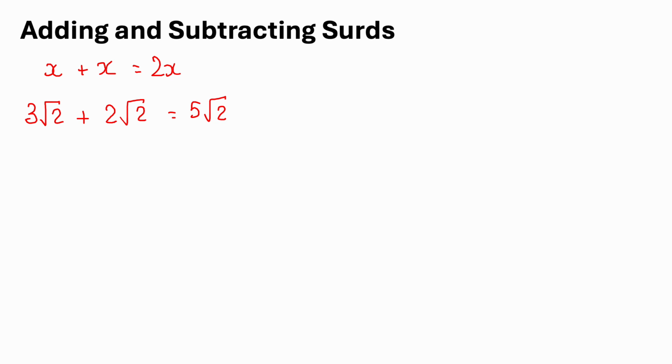However, we cannot collect terms, let's say, 4 root 3 plus 7 root 5. And the reason why we can't do it is because they're not like terms. The roots are not the same. So this is in its simplest form. 4 root 3 plus 7 root 5. Just think about it like with your x's. You can't simplify x cubed plus x because they're not like terms. So we just write it as x cubed plus x.